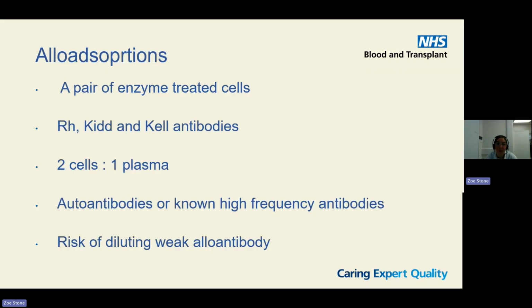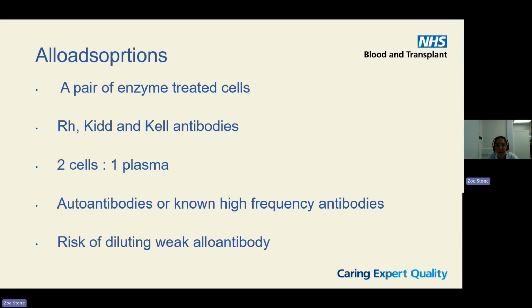To start with, what is an alloabsorption? So we tend to use a pair of enzyme treated cells with two different phenotypes, which I will show on the next slide. Because they're enzyme treated, we want to pay special attention to the RH, KID, and KEL blood group systems. Because they're enzyme treated, your MNS and Duffy antigens are going to be cleaved off. So if you do add plasma to absorb out, you're not going to absorb out anything like that. It's almost the opposite of doing an enzyme panel.